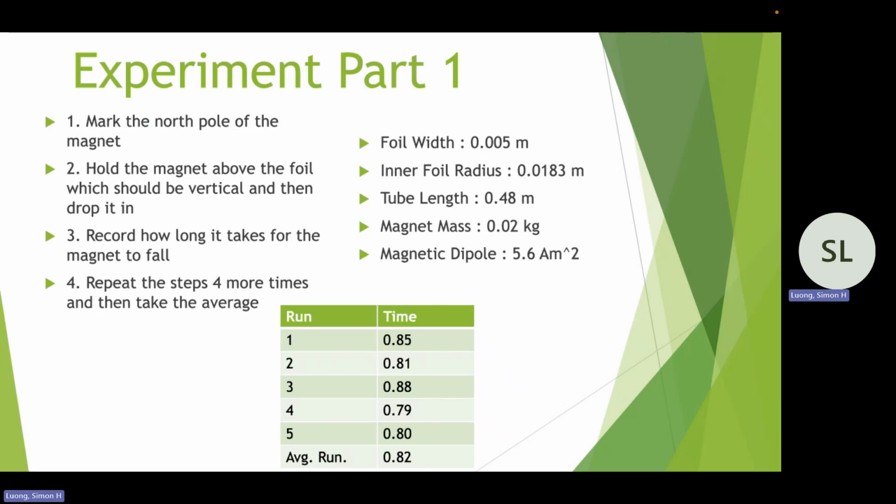Next, the foil width was 0.005 meters. The inner foil radius was 0.0183 meters. The tube length was 0.048 meters, and the magnet mass was 0.02 kilograms. And the magnetic dipole was 5.6. Run 1 was 0.85, run 2 was 0.81, run 3 was 0.88, run 4 was 0.79, run 5 was 0.8, and the average run was 0.82 seconds.